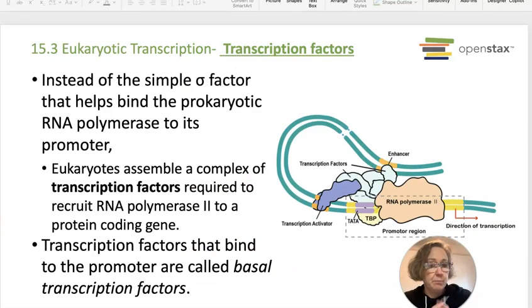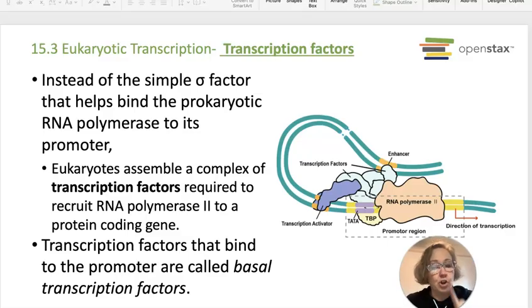Okay, instead of the simple factors like the sigma factors that we had in prokaryotes, we have transcription factors. There's a lot more of them. They're a lot more complicated. They are, again, required to recruit polymerase 2. Why polymerase 2? Because that's your mRNA. Polymerase 1 and polymerase 3, we're going to talk about later. But primarily in transcription, we're talking about polymerase 2.